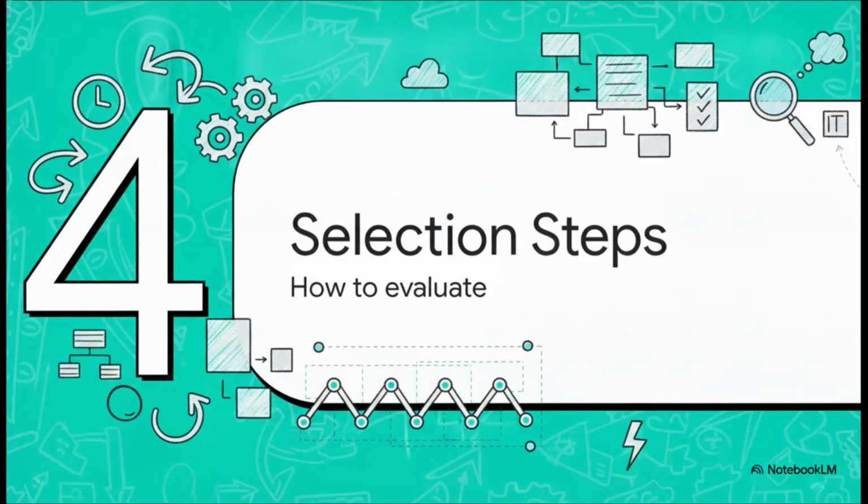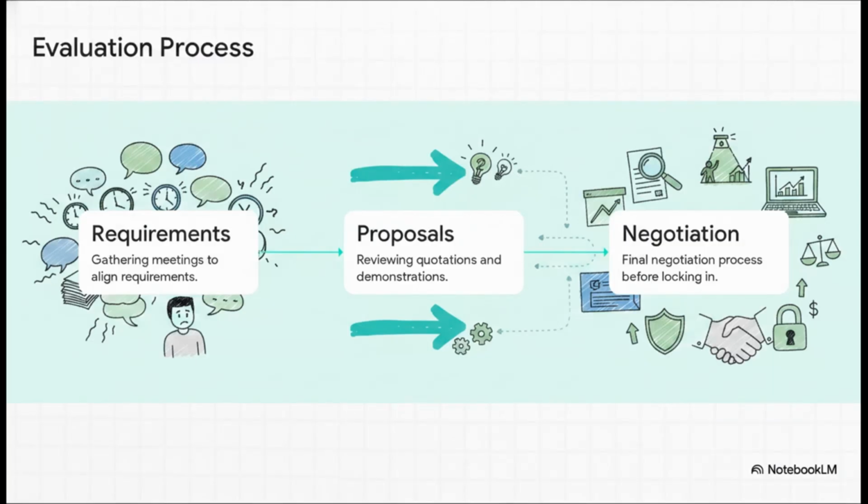Section 4. Let's illustrate the actual vendor selection steps. This is the chronological flow of really putting those vendors to the test. Step 1 is requirement gathering meetings. And yes, I know, this means surviving endless alignment meetings. But getting your requirements locked in right here is absolutely vital. Skip this and you're going to build the completely wrong product.